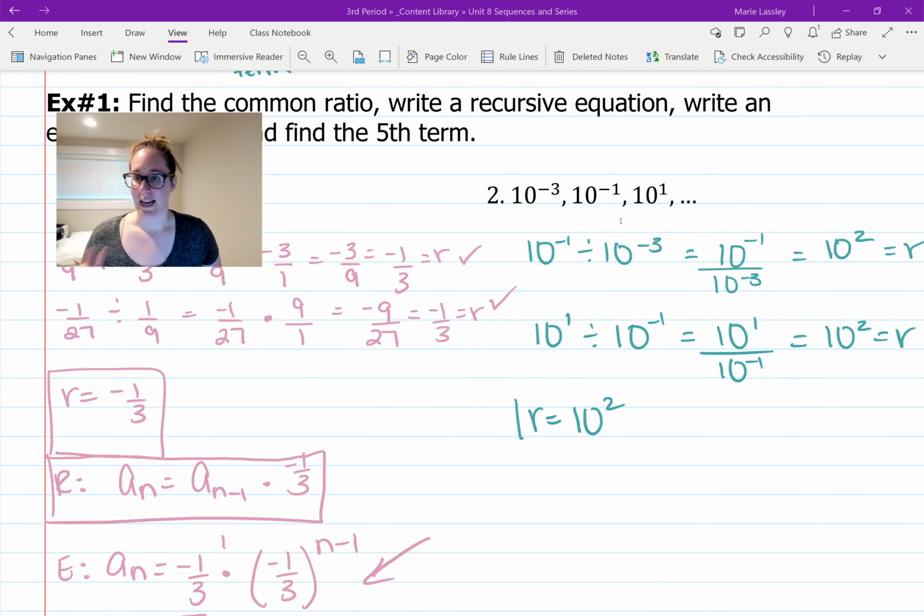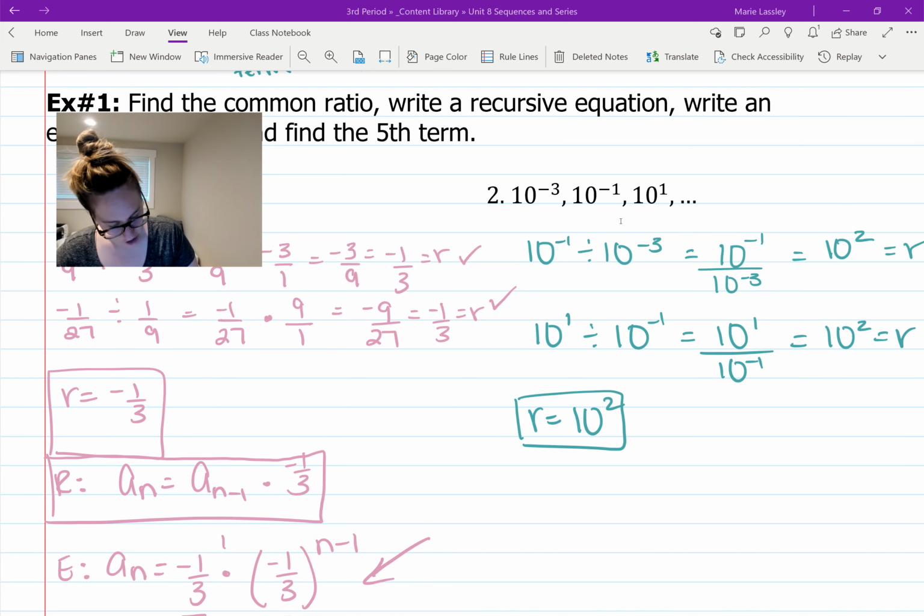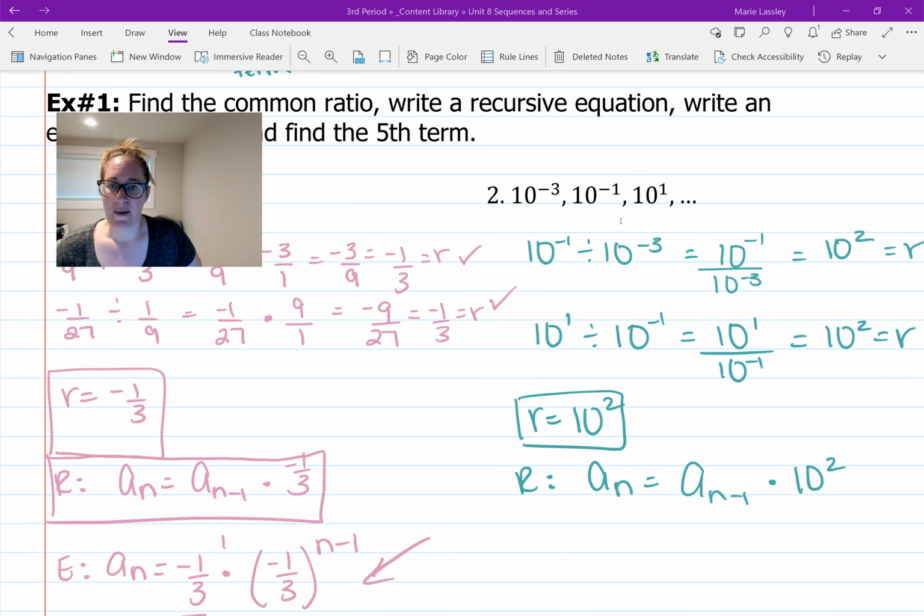All right, so next up we want to make our recursive equation, which, remember, these ones are kind of easy. a sub n equals a sub n minus 1 times our common ratio of 10 squared. Now you might be thinking, can I just change this to 100? 10 squared is 100. Technically you can, but you don't really want to.